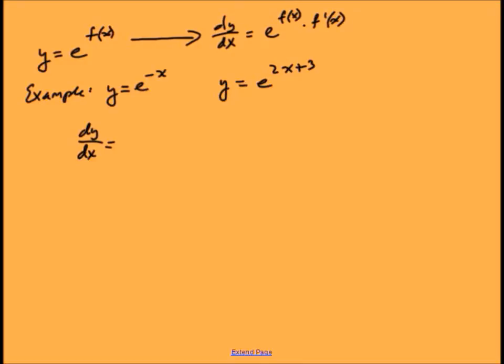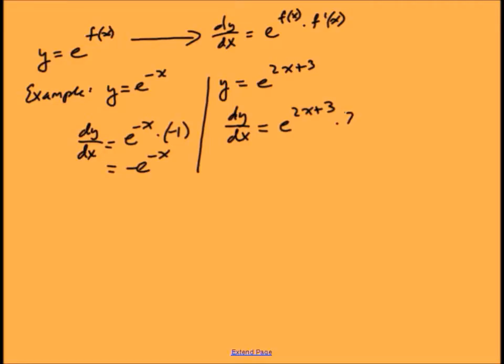Okay, very important to remember as well. So here in this example, we will have e to the power of negative x, multiplied by the derivative of negative x, which is just negative 1. So negative e to the power of negative x. And over here, the derivative is itself multiplied by the derivative of 2x plus 3, which is 2. So 2e to the power of 2x plus 3.